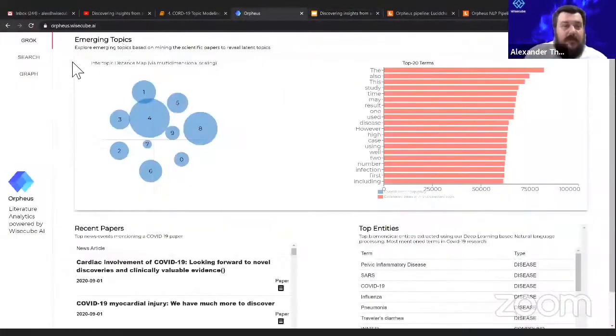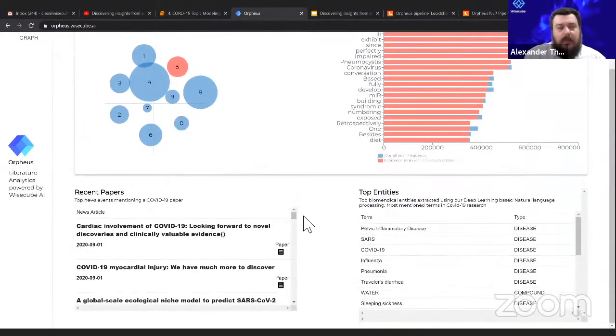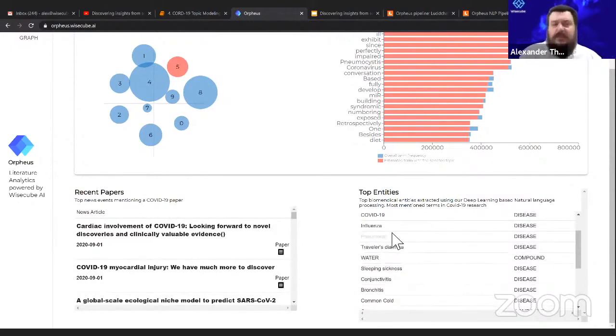Okay. So here we have the topic modeling. It's a little different than the one I showed in the slide. We're sort of working on some of the visualizations, hence why some of the stop words are here. But here we see topic 5, and we have the different word distributions for it. We have the recent papers that are in there, sorted by date. We also have the top entities that I mentioned there. This is just looking at frequency.